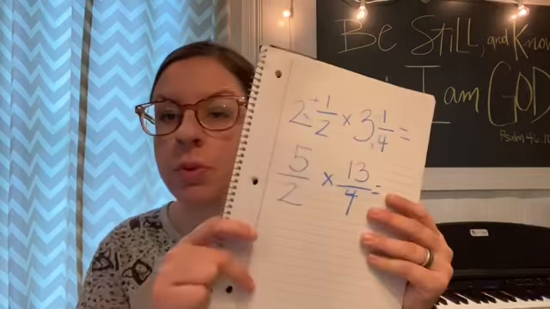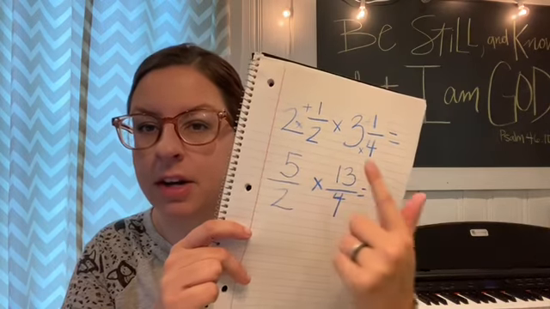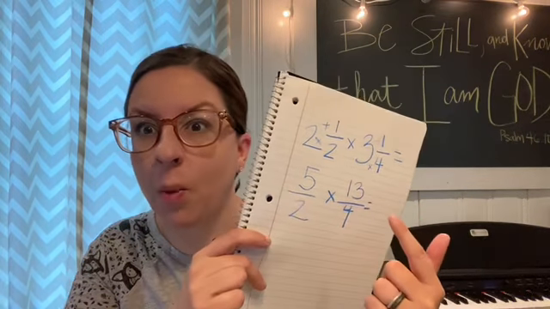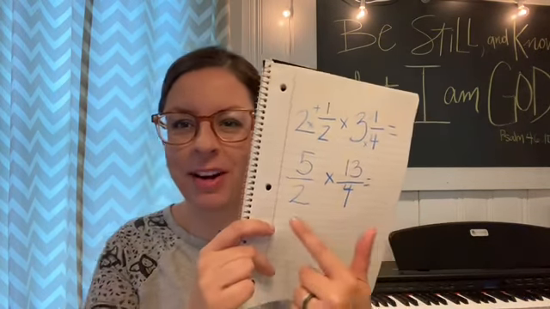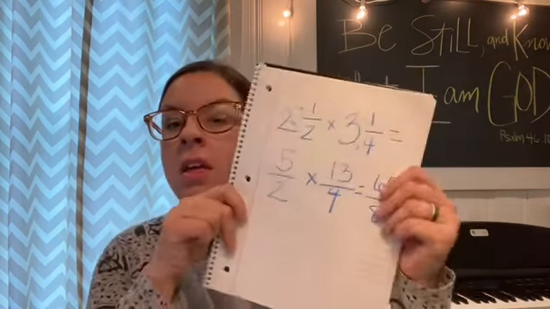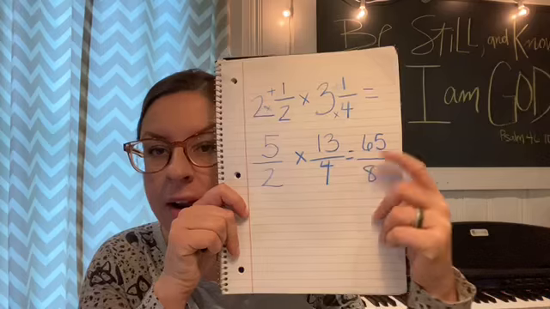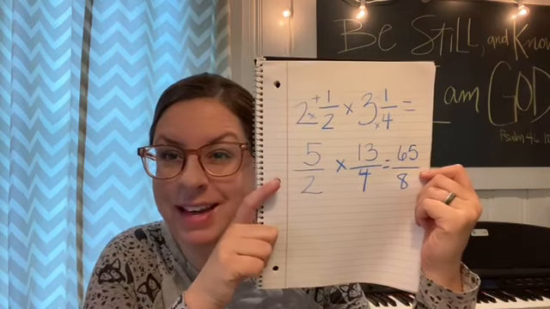All right, so first we're going to multiply the numerator times the numerator, the denominator times the denominator. So 5 times 13 is 65. How can I remember that fast? Well, I know that 5 times 12 is 60, so just add 5. And 2 times 4 equals 8. Okay? All right.